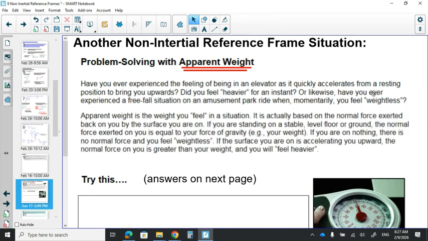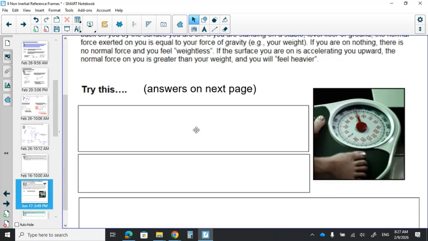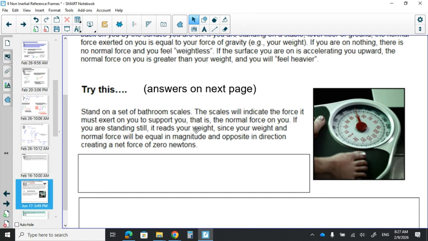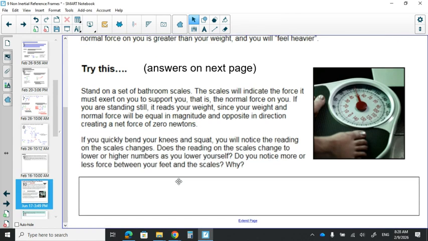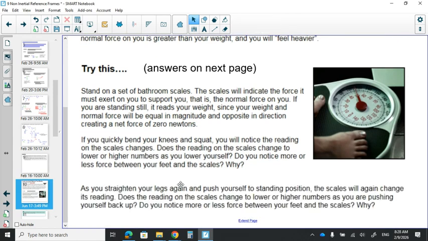at all. You'd feel weightless, right? You wouldn't have any force needed to hold you up. You'd be floating. And so apparent weight is what you're feeling in that scenario. Try this: grab a bathroom scale and stand on it, and then quickly squat down, and you'll see your weight reduces. And if you quickly stand up, you'll see that your weight on the scale increases, right?